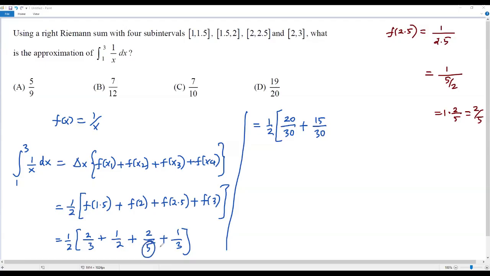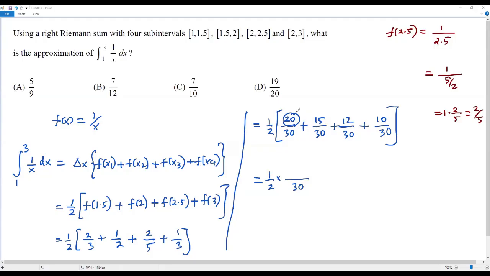And now to make this denominator 5 into 30, I have to multiply both numerator and denominator by 6. Then I am getting 12 over 30. And here I have to multiply by 10. Then I am getting 10 over 30. Okay, now I got the same denominator for all the fractions. So now I can take the common denominator 30. Now we have to add the numerators 20, 15, 12, 10.